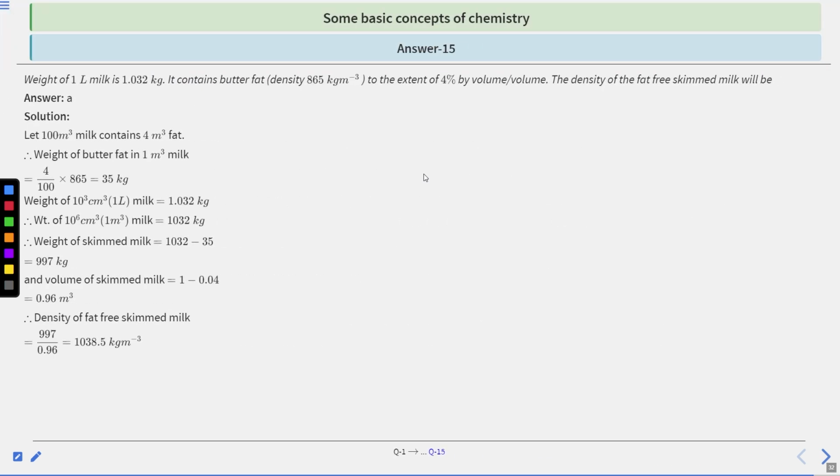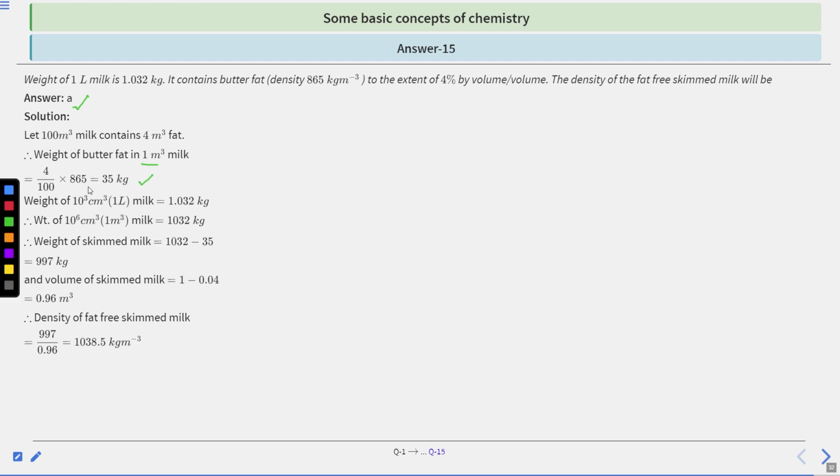Okay, so the correct answer will be option A. So the solution is, let's suppose 100 meter cubed of milk contains 4 meter cubed of fat, according to the given condition in the question. Therefore, the weight of butter fat in 1 meter cubed of milk will be 4 divided by 100 multiplied by 865, that is the density. Using the density formula, we have calculated the weight of butter fat in 1 meter cubed of milk. It comes out as 35 kilogram.